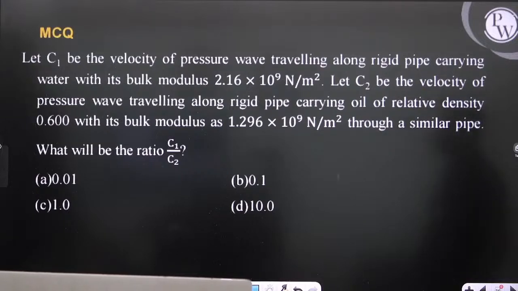So what is C1? The velocity of pressure wave traveling along a rigid pipe carrying water. And C2 is the velocity of the pressure wave traveling along a rigid pipe carrying oil. So what is the ratio of C1 to C2? This is the question.